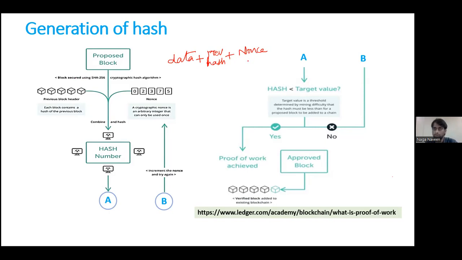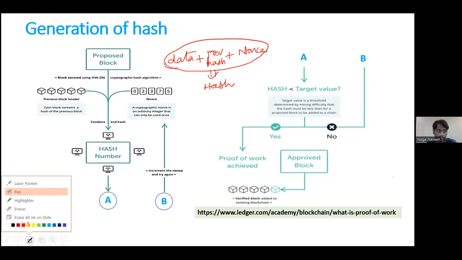This is a random number. All these three together will be used to generate the present hash. So let us see the same thing with the help of a flow chart here.